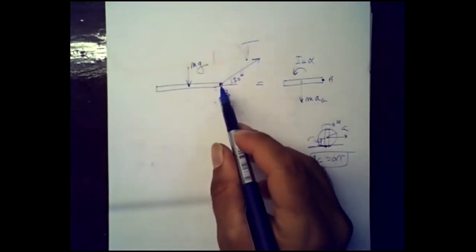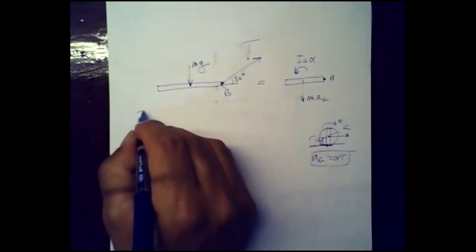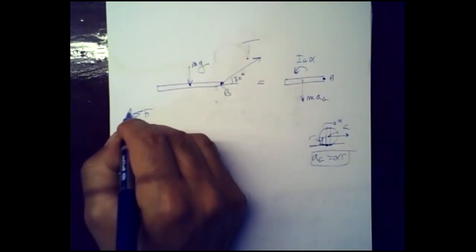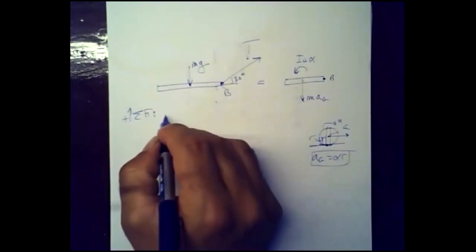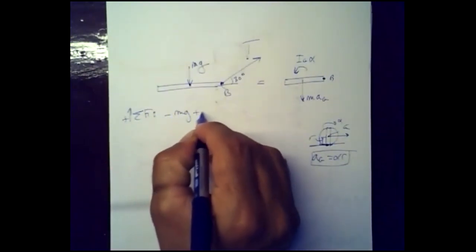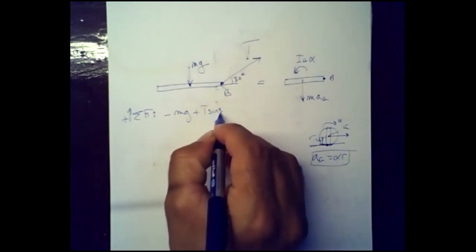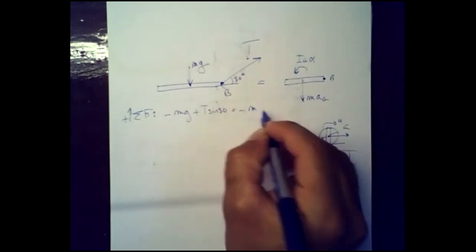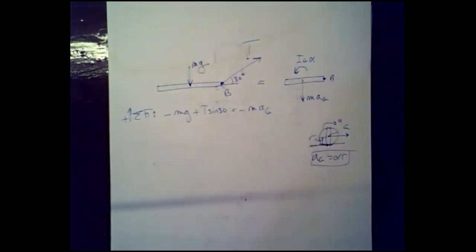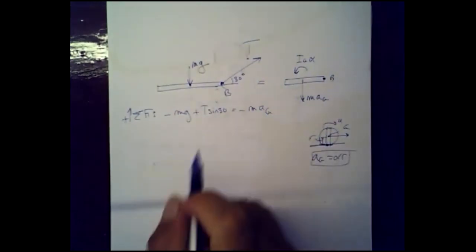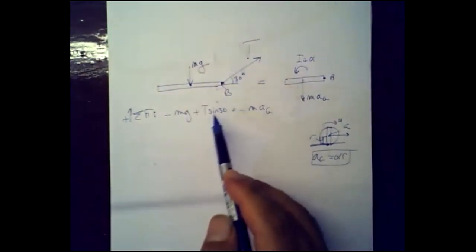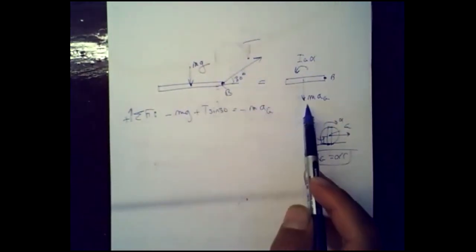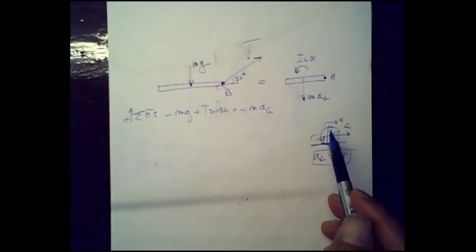So the first thing that I can do is sum the forces in the vertical direction. Summing the forces, I'm going to get minus mg plus T sine 30 is equal to minus m a_g. You guys agree, right? So we have minus mg plus T sine 30 is equal to, summing the forces in the vertical direction, minus m a_g. What else do I have?